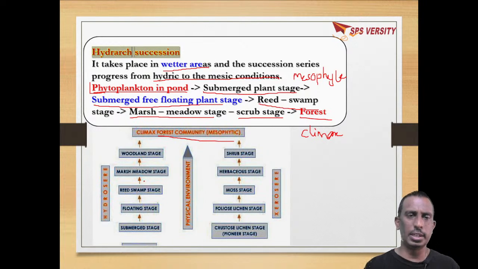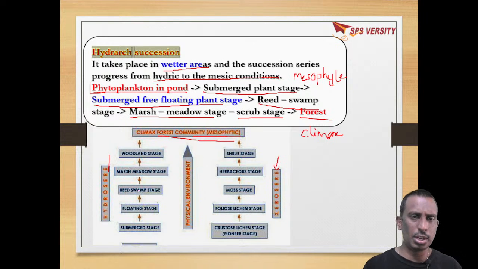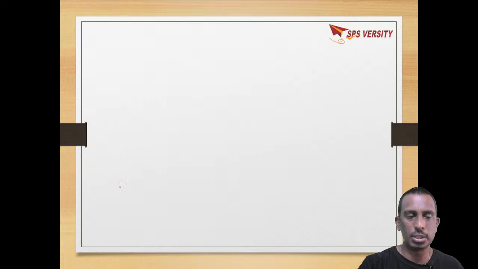So whether it starts from the hydrosere or on the xerosere, that is a dry area, the final community, the climax community, is the forest community. So here the first community is phytoplankton in the pond.